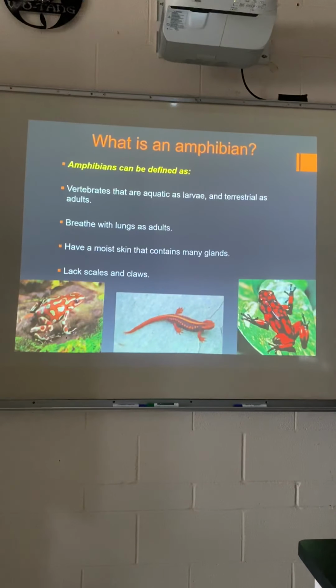So this is how we define them. They're aquatic as larvae and terrestrial as adults. They breathe with lungs as adults, and they have moist skin that contains many glands, and they lack scales and claws, which you can think about within other animals, things like reptiles. Or if someone said a cat and a frog are related, no, cats have claws, and they don't have scales.